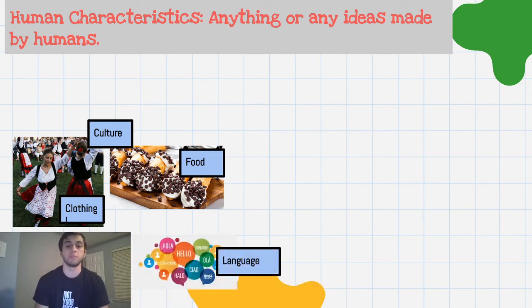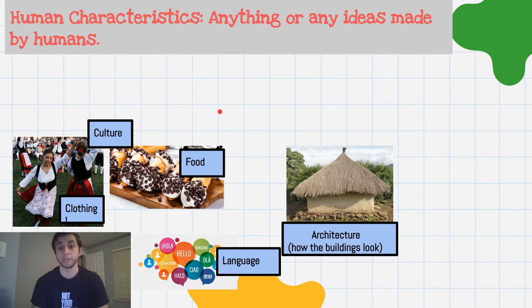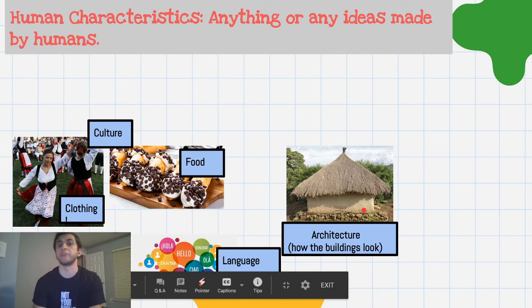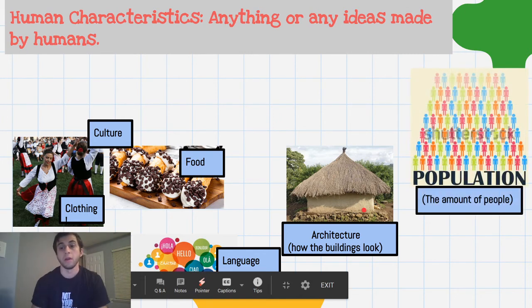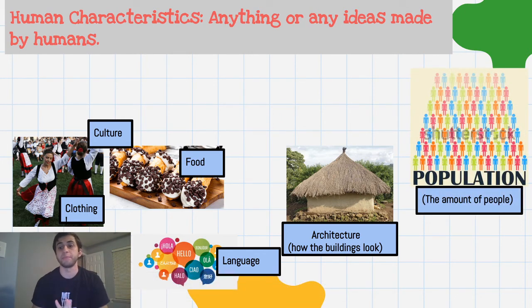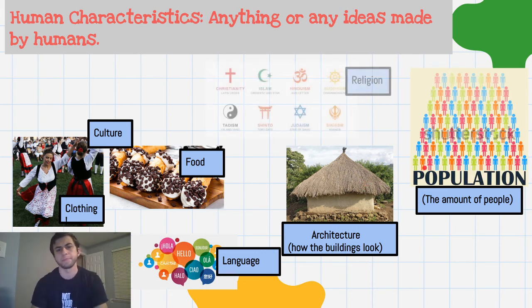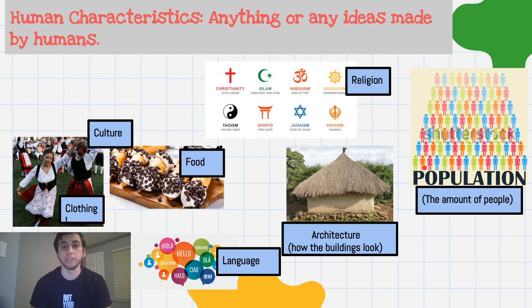Language, what language do they speak? Is the language English, Spanish, or something else? Architecture, that's how the buildings look. Are they small huts like this, or are they huge, large skyscrapers? Population, that's the amount of people. So is there a large population, a high population with a ton of people, millions and millions, or is it a small population with just a few hundred people? And lastly, religion. Does this place practice one religion, or is there kind of a mix?